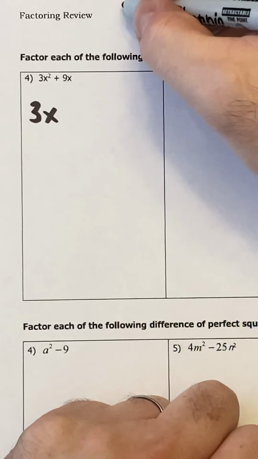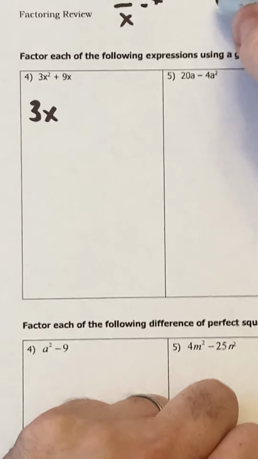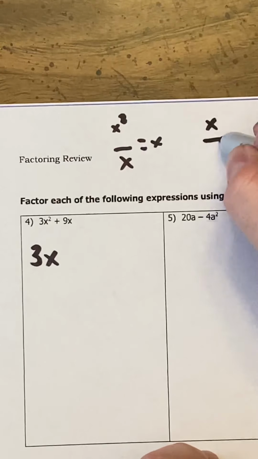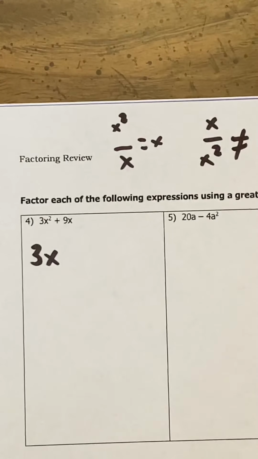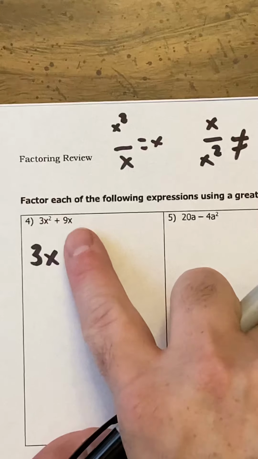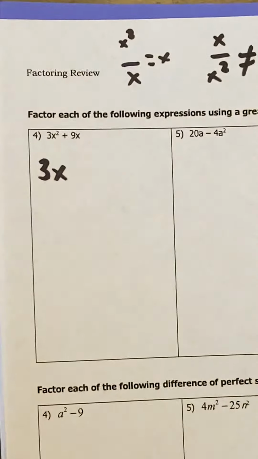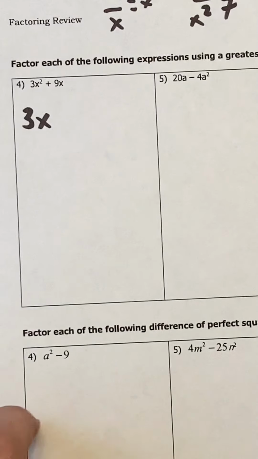The reason is x goes into x squared, x times, but x squared does not go into x evenly, so therefore it's always the variable with the smaller exponent that's going to be the variable that you take, the variable with the smaller exponent.